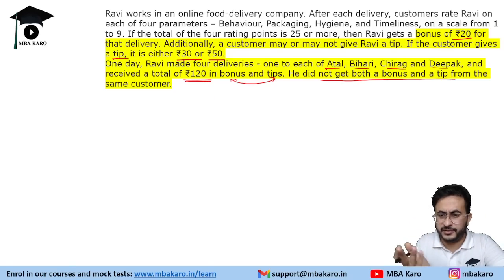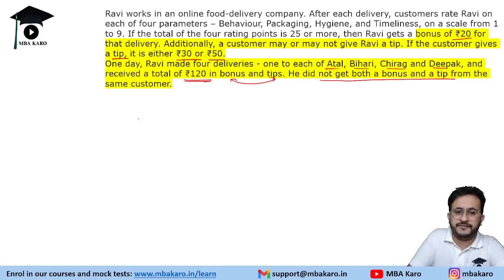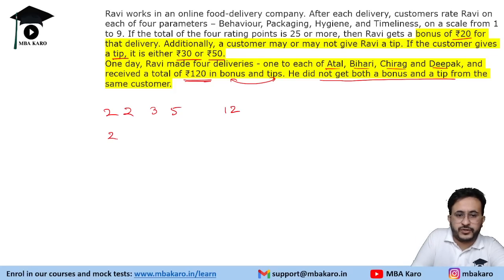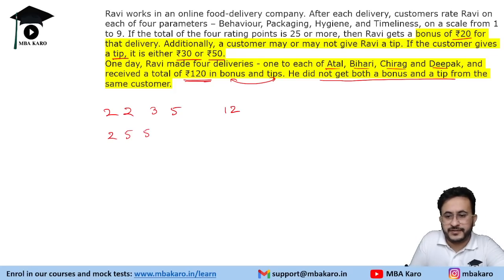Like, one can remove the zero and think fast. Like 2, 3, 5, you need to make 12. If you make 2, 3, 5, we get 10. We have to make 12 from four people, right? So we can have 2, 2, 3, 5, that will make it 12. So that is one possibility. Now it is also possible that you have 2, 5, 5, that will also make 12, isn't it?